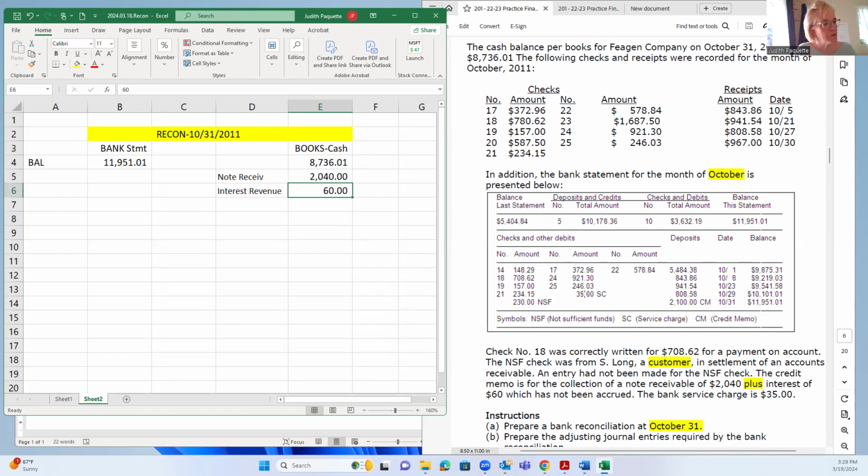So we've got this note receivable. We've got the 60. So that's taken into account the 2100. Now we've got 2 subtractions. So we've got an NSF check. We're going to subtract it. And we've got a bank service charge. And we're going to subtract that, okay? And I think that's all our adjustments.